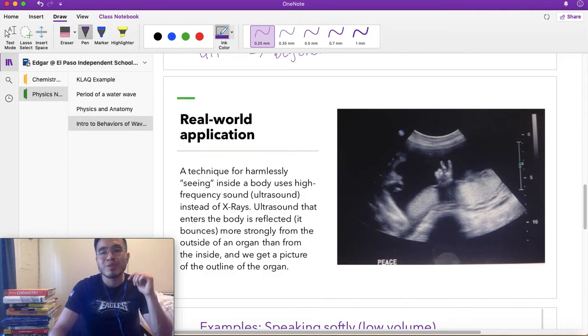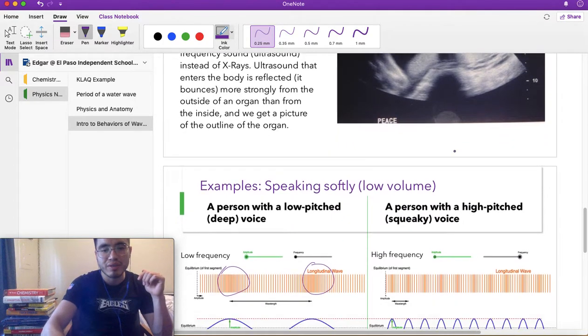And I thought it was pretty cool how this baby's doing a peace sign. I thought that's pretty funny. I don't even know if it's true, but who cares?